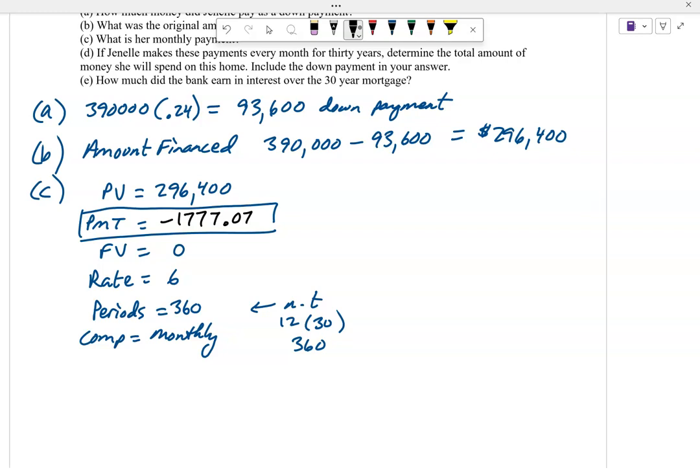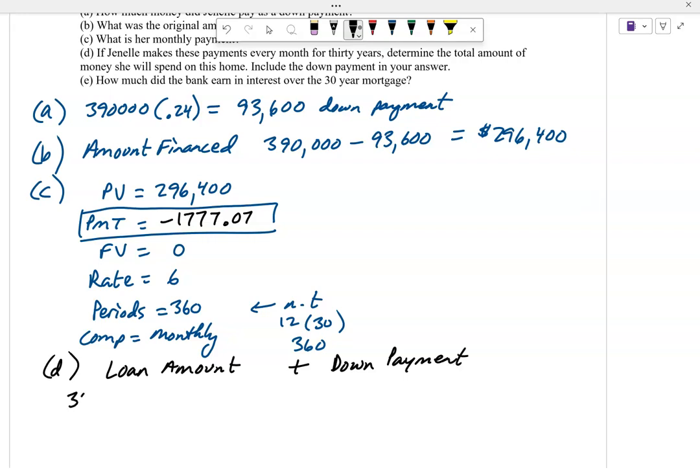$1,777.07 monthly payment. So part D says, if Janelle makes these payments every month for 30 years, how much will she have spent on the home? Because she's obviously paying interest as well. Well, let's figure out part D, the total amount she paid on the home. Let's just do the loan amount first, and then we'll add in her down payment.